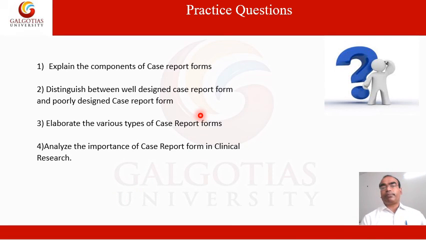These are questions for self-practice. Explain the components of a case report form. Distinguish between a well-designed case report form and a poorly designed case report form. Elaborate the various types of case report form. Analyze the importance of case report form in clinical research.